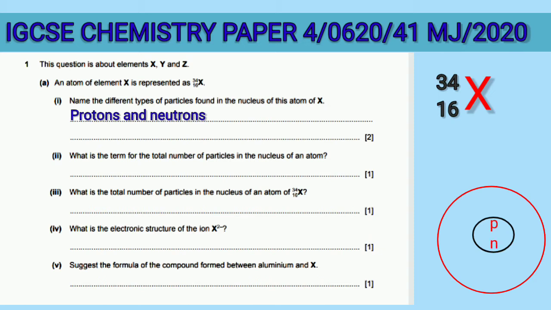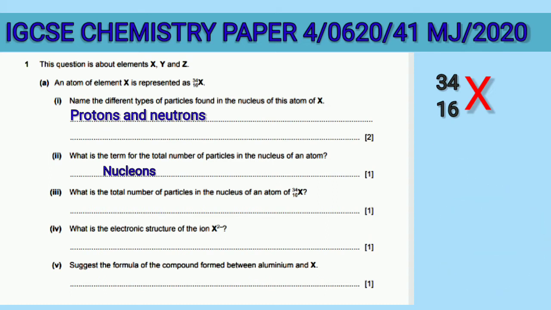Question A2. What is the term for total number of particles in the nucleus of an atom? The term is nucleons. Question A3. What is the total number of particles in the nucleus of this atom? Particles present in the nucleus are protons and neutrons. Mass number is the sum of protons and neutrons present in the nucleus. So the total number of particles in the nucleus of an atom is the same as mass number, which is 34.